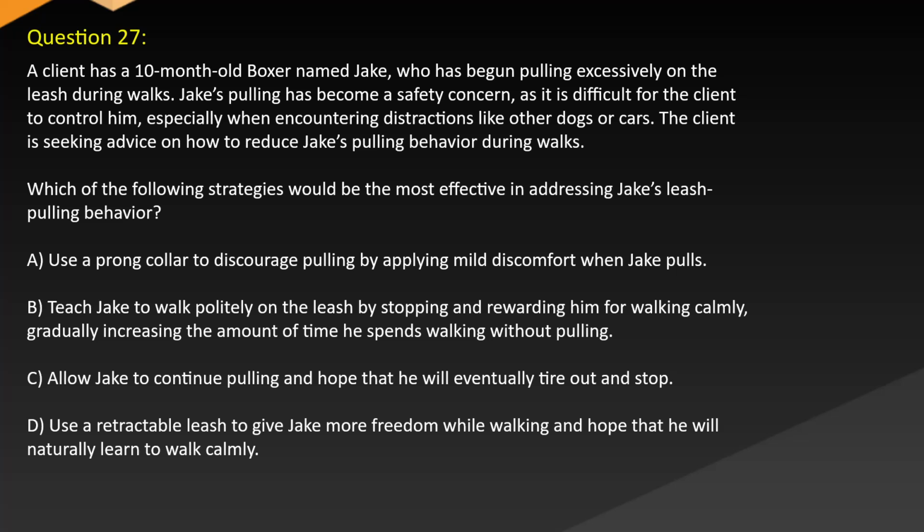A. Use a prong collar to discourage pulling by applying mild discomfort when Jake pulls. B. Teach Jake to walk politely on the leash by stopping and rewarding him for walking calmly, gradually increasing the amount of time he spends walking without pulling. C. Allow Jake to continue pulling and hope that he will eventually tire out and stop. D. Use a retractable leash to give Jake more freedom while walking and hope that he will naturally walk on.